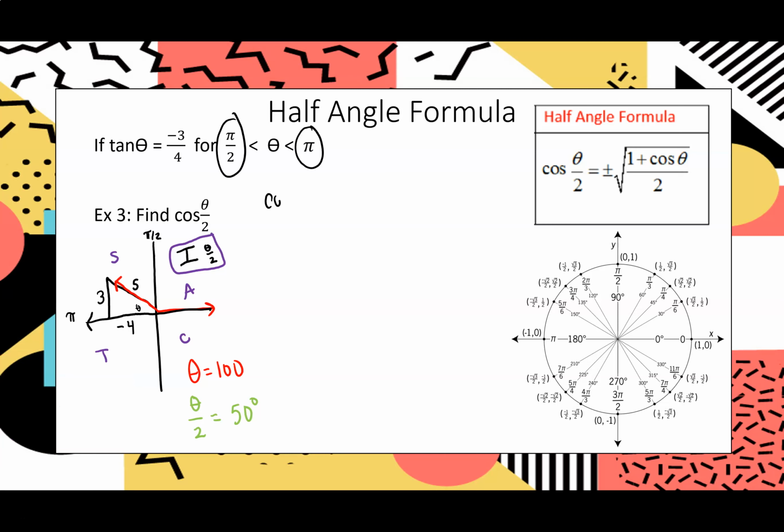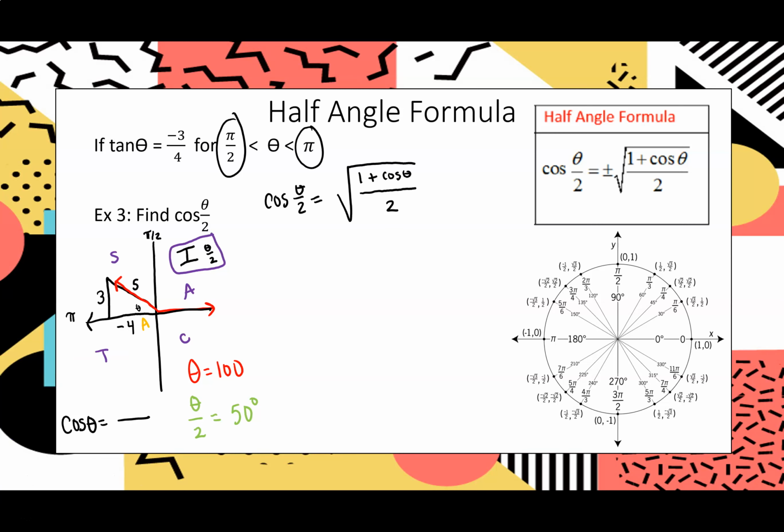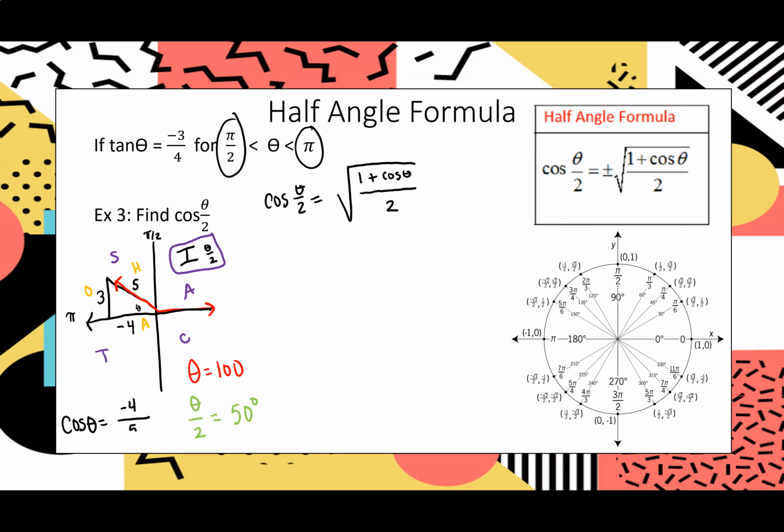We now know that cosine of theta over 2 is going to be equal to the positive square root of 1 plus cosine theta over 2. Now we need to find what cosine theta is, and this should really be part of our first step over here as well, but you can do it now if you want. Our cosine theta is going to be adjacent over hypotenuse, and our adjacent in this case is the -4, our hypotenuse is 5, and we can also label this side. So our cosine theta is adjacent over hypotenuse, which is -4 over 5.